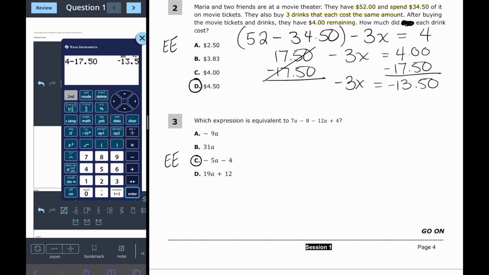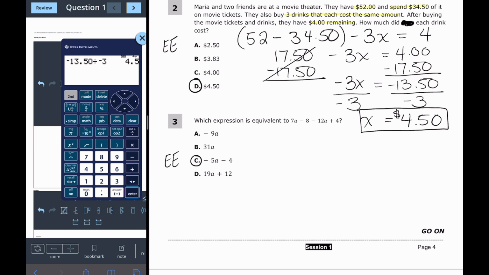Because I want the x isolated, I know I'm going to use division, but I'm going to divide by a -3. This way, -3 divided by -3 is just going to leave me 1x, a coefficient of 1. And I'm going to do the same thing to the 1350. I'm going to divide by -3. And again, if you need to use your calculators, you can. So -1350 divided by -3 gives us 4.5 or $4.50.